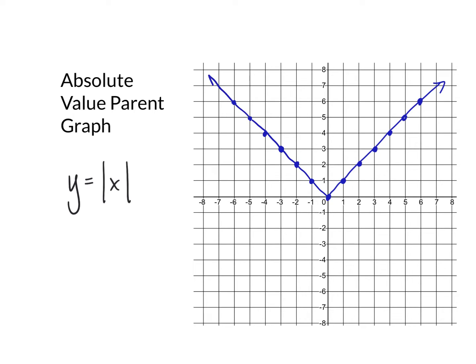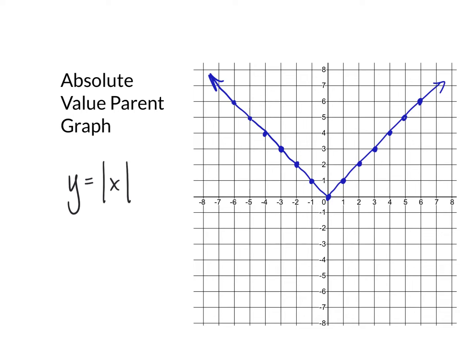And I can't draw a straight line to save my life. So what we have here is the parent graph of the absolute value. It's always going to look like a V, whether it's upside down or not. Without any changes, it's going to be at 0, 0, going out 1 and up 1 in both directions.